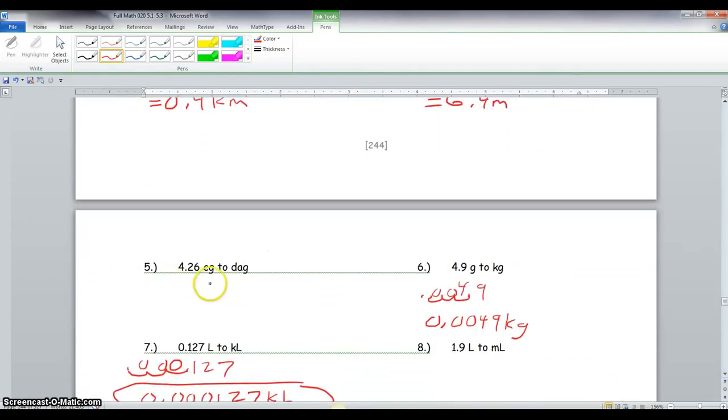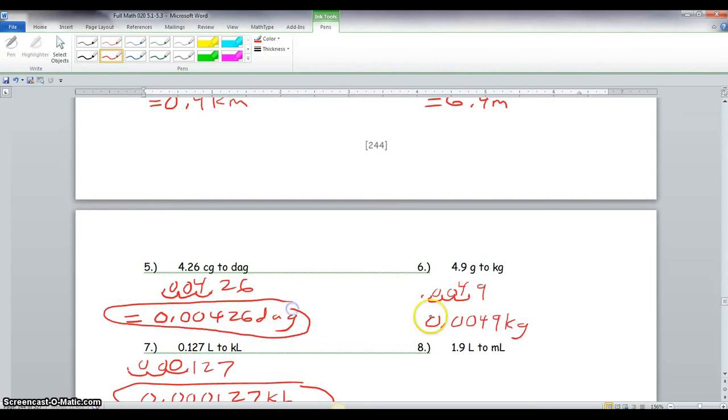So we had to take this 4.26. We'll move 3 places to the left: 1, 2, 3. We'll put our zeros here, and we know our decimal goes here. So it'll be 0.00426 DAG. And that will be your answer for number 5.